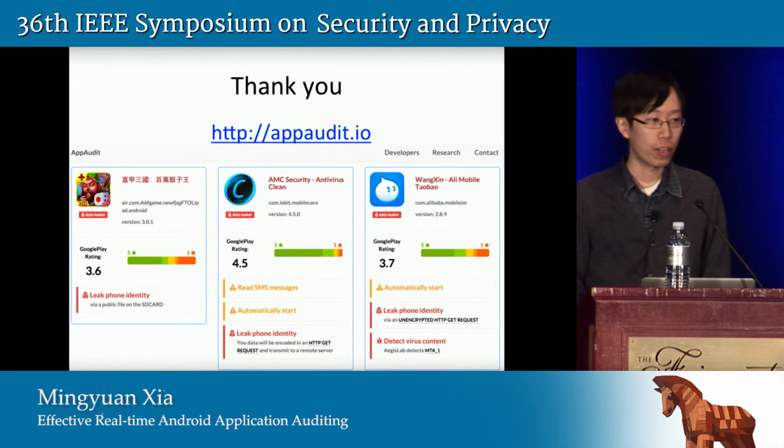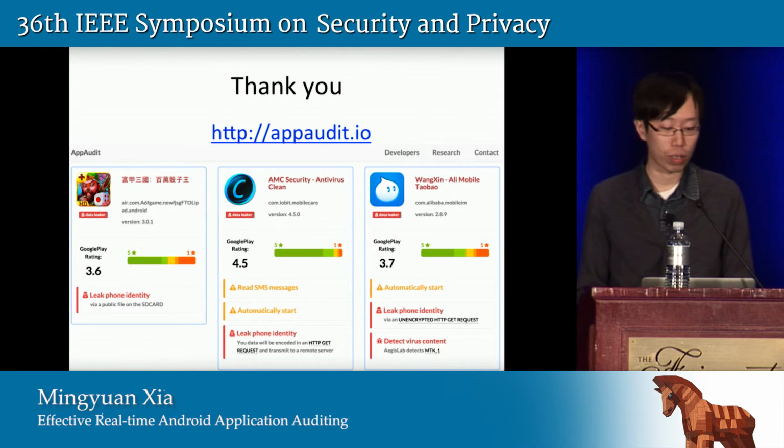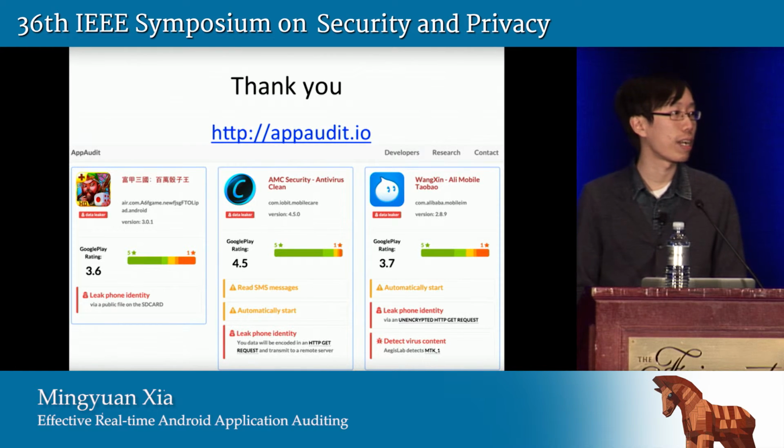And here is a look at the AppAudit.io results. We have 3 cases which have data leaks, and we also check with VirusTotal and check their permissions.